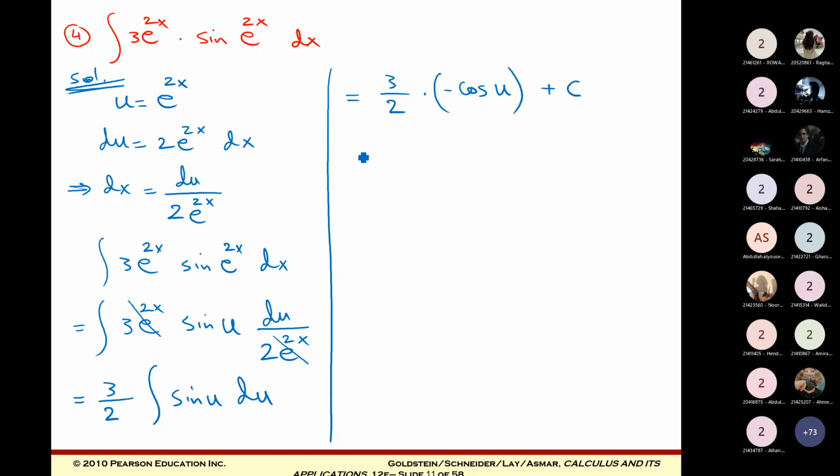Now we have negative 3 over 2 times cosine of u, where u equals e to the power 2x, plus c, like this. Any question?